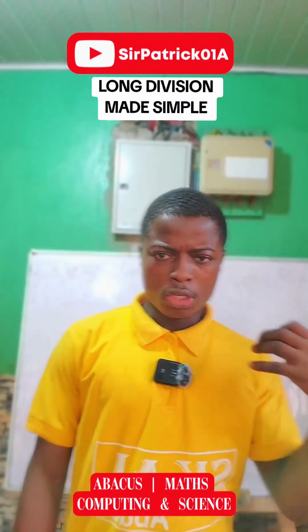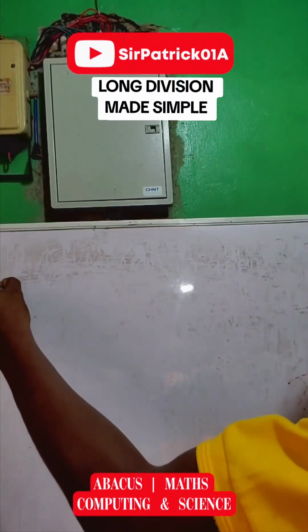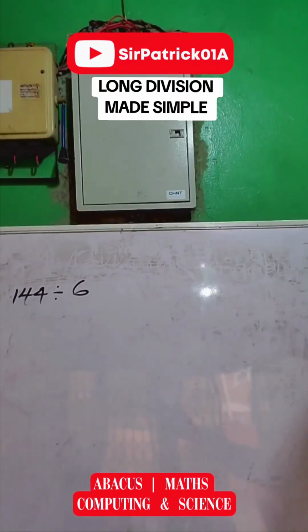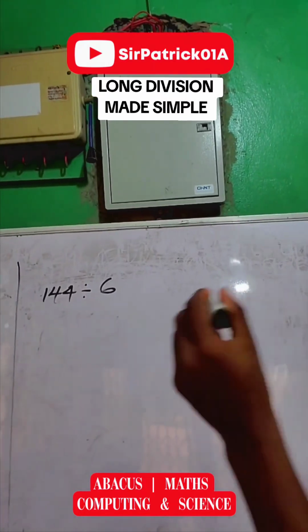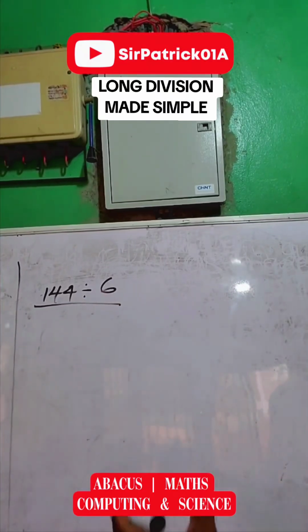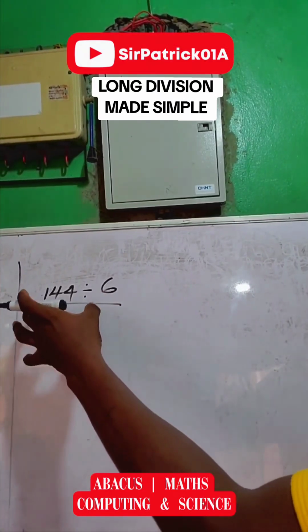All right, let's go to the board and start. 144 divided by 6. This is a very simple one. You'll be given it in this way and they'll tell you to use the long division approach to divide this number.